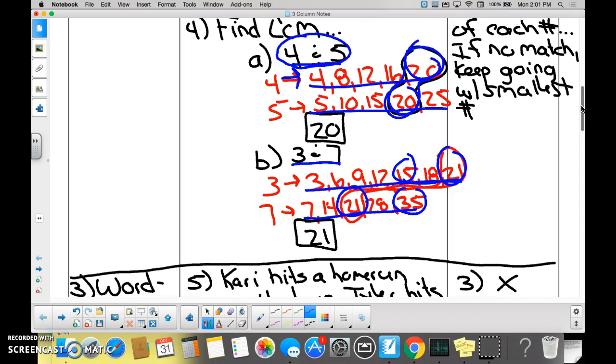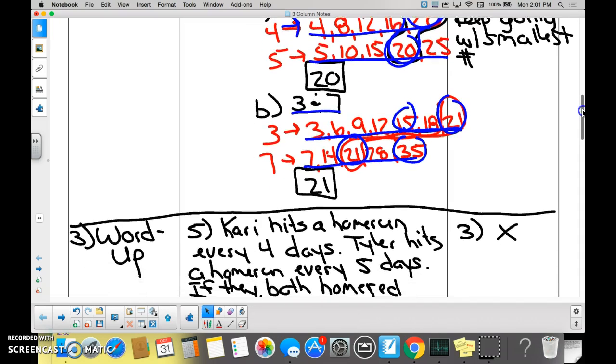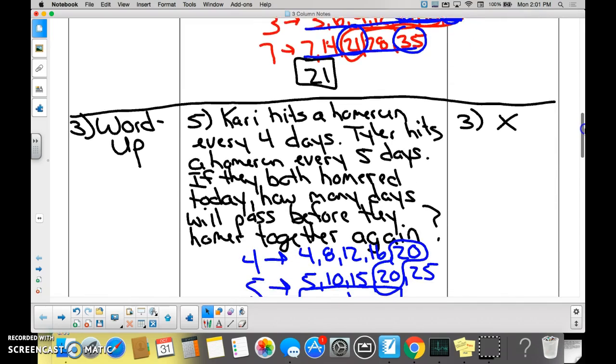No. It's always going to be a common multiple when you multiply them together, but it's not always going to be the smallest common multiple. Sometimes when you multiply them together, it gives you a multiple that is not the smallest common multiple. So be careful.